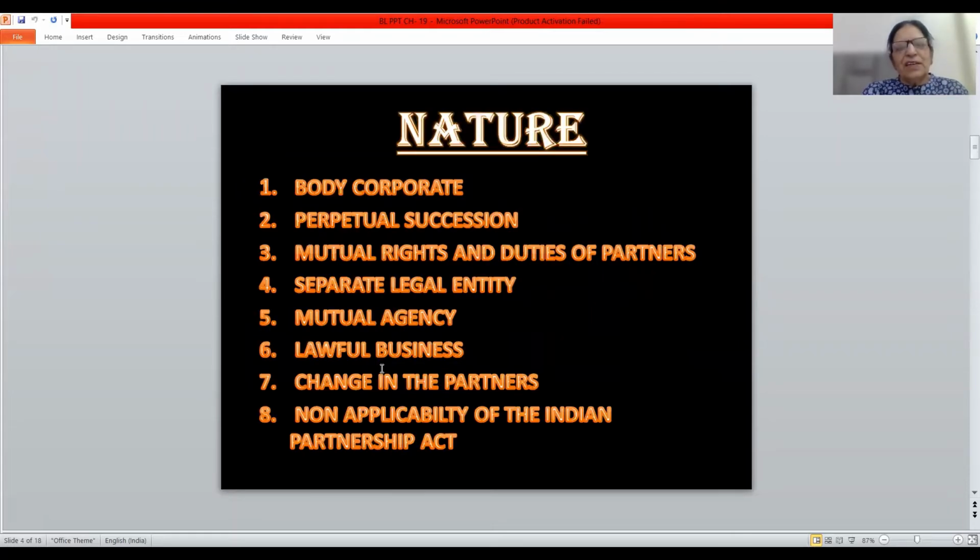Now nature. There are 8 points under nature: body corporate, perpetual succession, mutual rights and duties of partners, separate legal entity, mutual agency, lawful business, change in the partners, and non-applicability of the Indian Partnership Act 1932. So friends, I'm going to take up the heading features of LLP, and these points are there also. There is overlapping of the points, so I will explain them under the heading features of LLP.